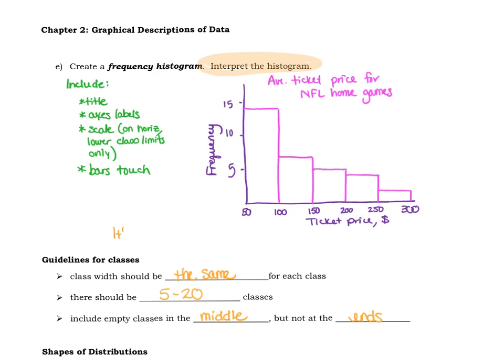So I'm going to say it's rare for the average ticket price to exceed $250. Okay, that's my conclusion. Again, it doesn't have to be yours. All right, so that's some basics about histograms. We will talk about shapes in the next video, and you will be, again, making a histogram in the example that follows that.